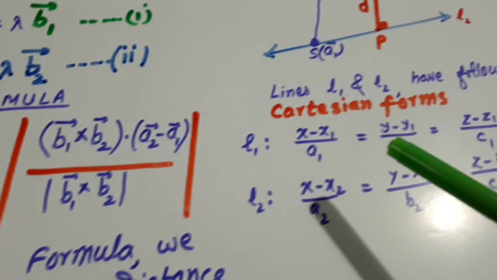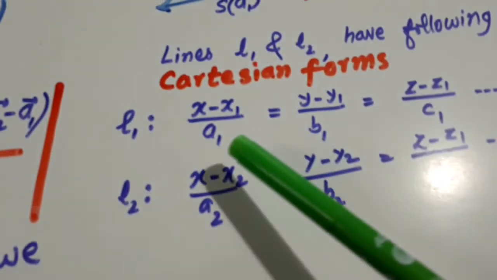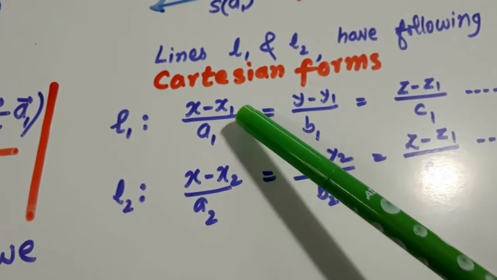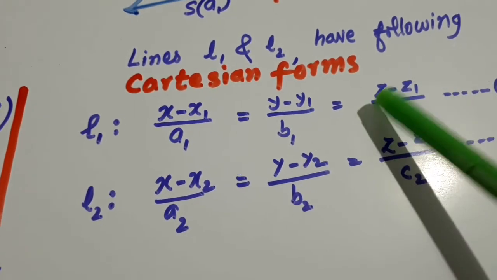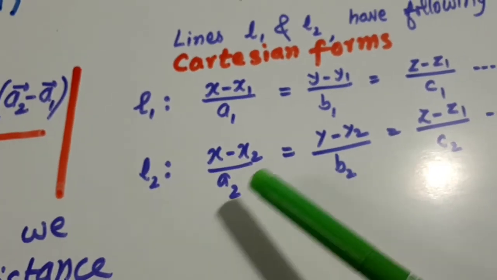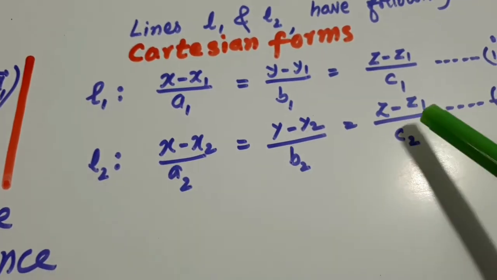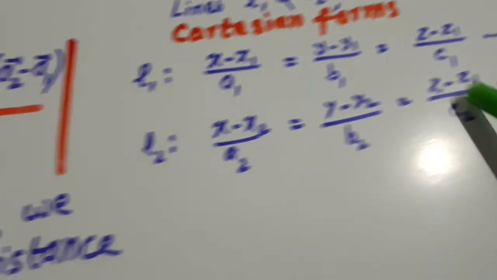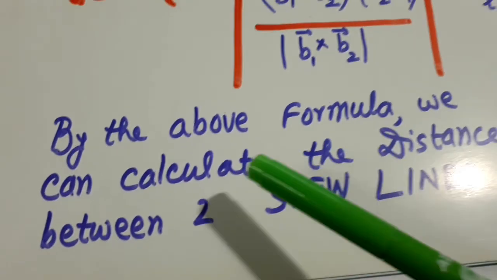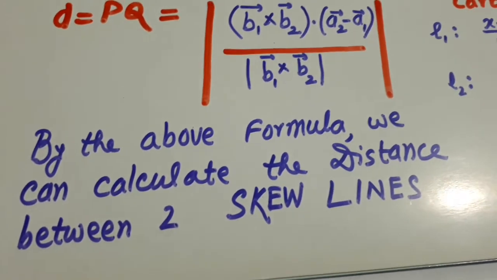Now if we have been given these two lines, the Cartesian form is like this. L1 is (x minus x1) over a1 = (y minus y1) over b1 = (z minus z1) over c1. L2 is (x minus x2) over a2 = (y minus y2) over b2 = (z minus z2) over c2. So these are two lines in Cartesian form. By this formula, we can calculate the distance between two skew lines.